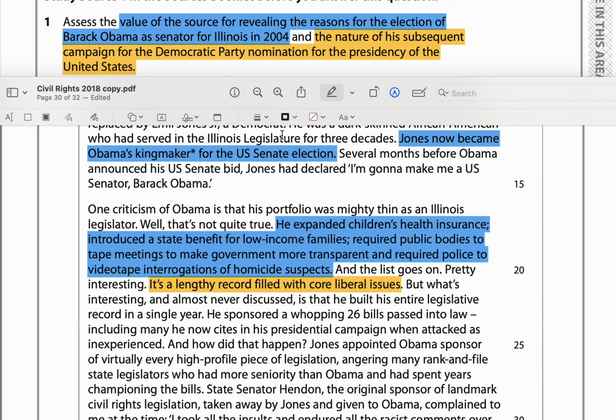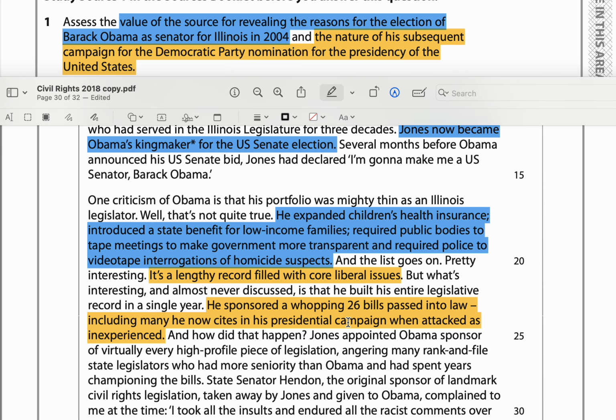Okay, the next one I think which is the most useful one, is this one here. So he uses this record that he has as an Illinois state senator when he's attacked as inexperienced in the presidential campaign. And that's something that he used when he was against Hillary Clinton, for example. He used his record. It says, I'm not as inexperienced as everybody's making out. So the nature of his subsequent campaign, he's highlighting his legislative success. So that would be something you could talk about. The inference here is that Obama used that to help his campaign.